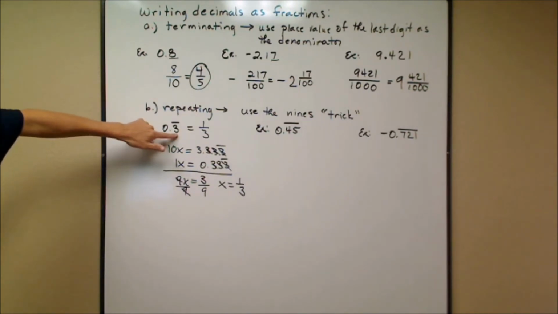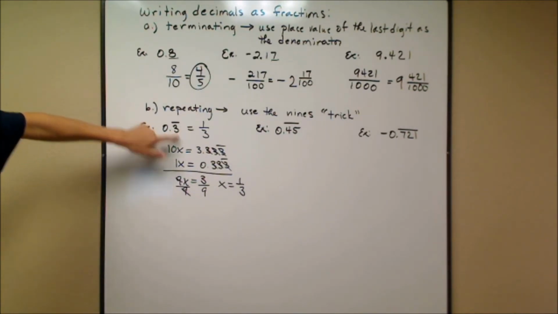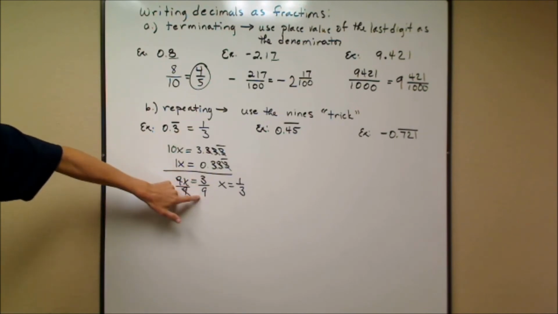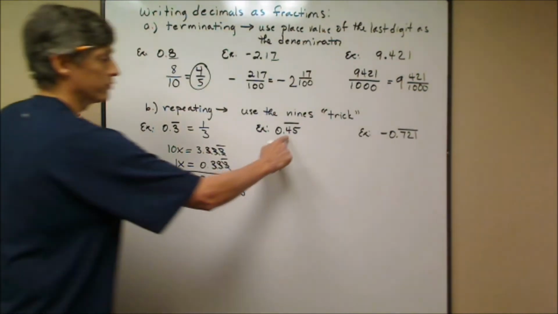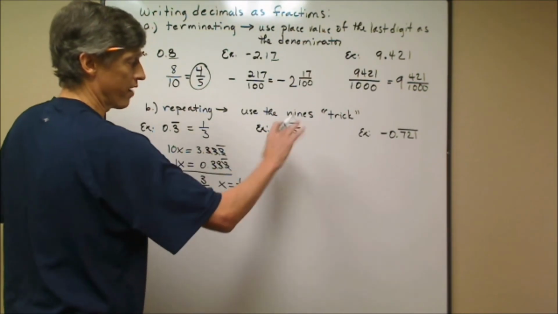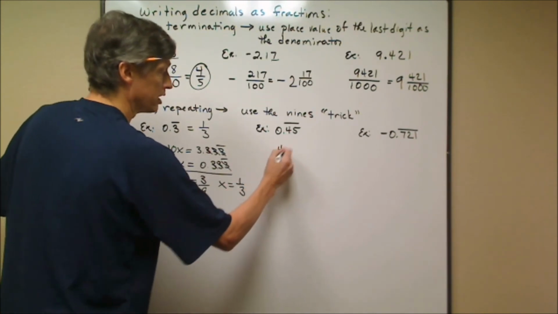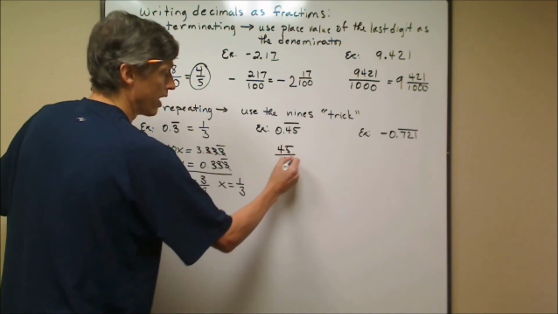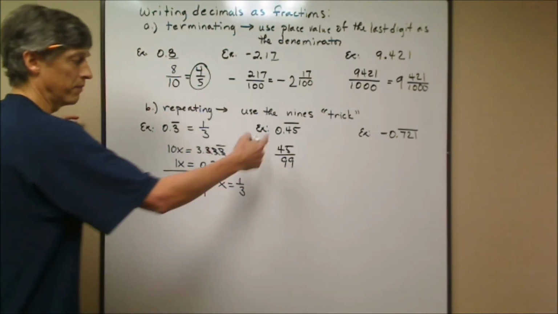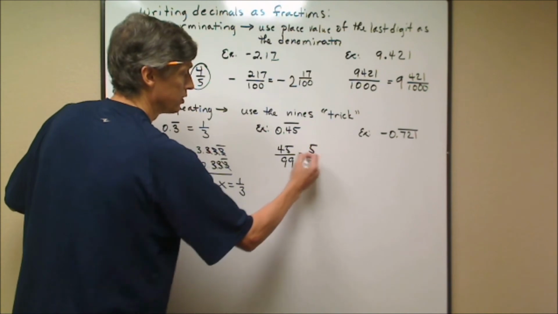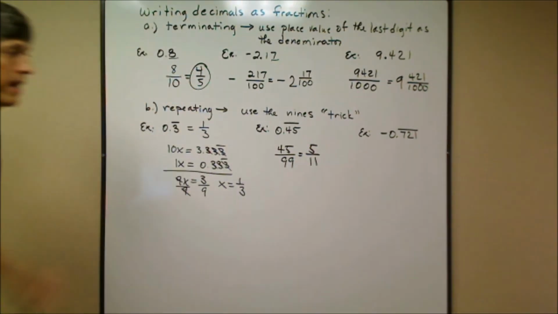You've got one repeating digit, so you put it over 9. See how the 3 would go over the 9 and then simplify if necessary. This one simplifies. Here I have 2 repeating digits, the 4, 5, 4, 5, 4, 5. So I'm going to use 2 9s. I'm going to write this as 45 over 99. And then if it simplifies, and it does, because I could divide top and bottom here by 9, this reduces to 5 over 11, and that's my answer.